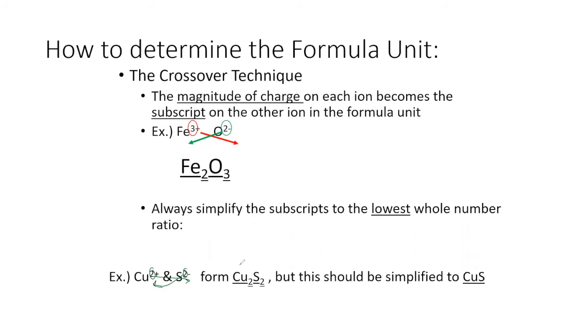My penmanship is really bad, apologize. This is not as simple as it can be. So you reduce those by dividing both of them by 2, and you get the lowest ratio, 1-to-1. So the formula of the copper sulfide ionic compound would be just CuS.